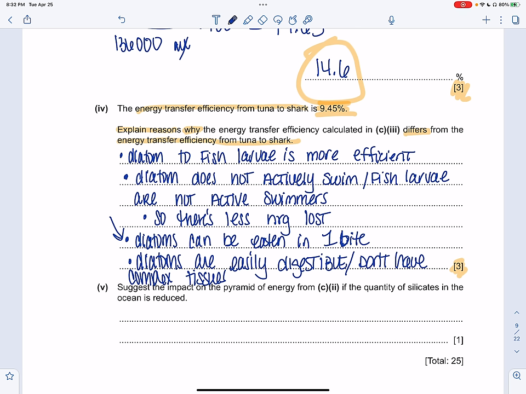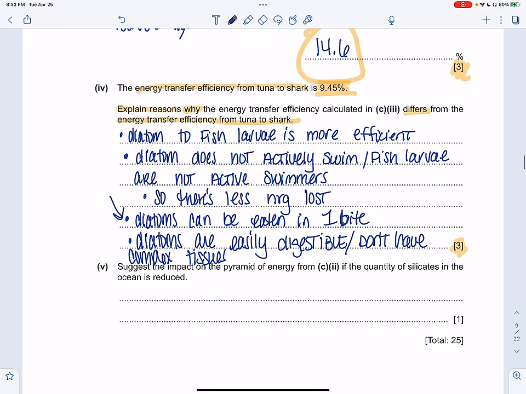Okay, and then we can mention where there is some energy lost, right? Because we do have 14.6 going. So where's the other 85.4? So there is just some energy lost, and this happens for every organism.